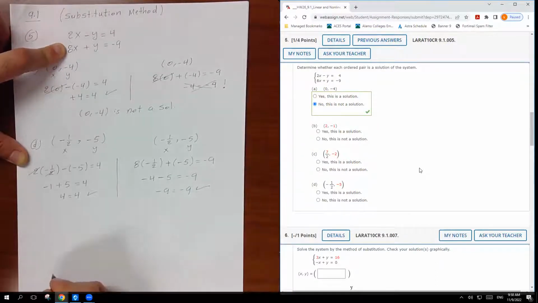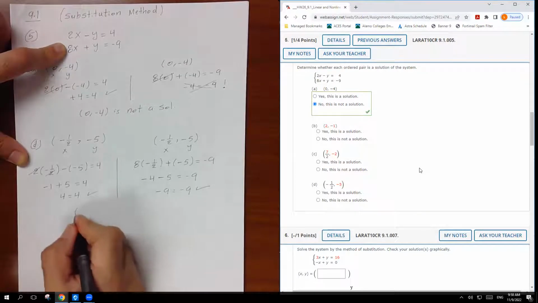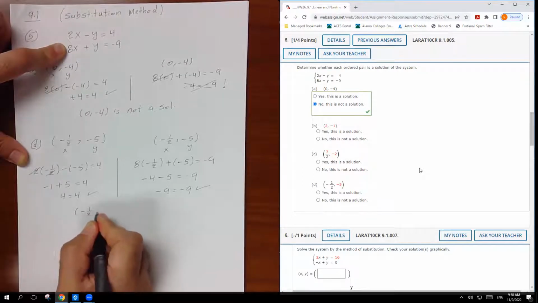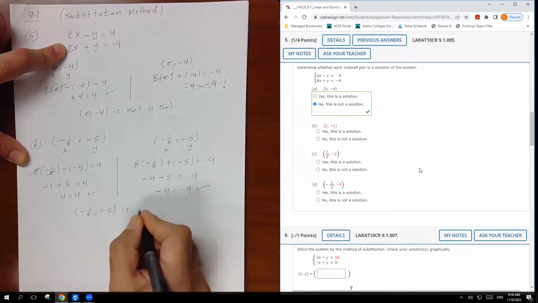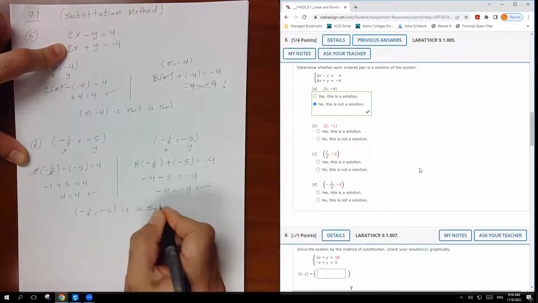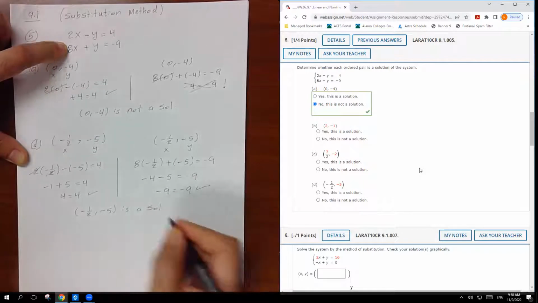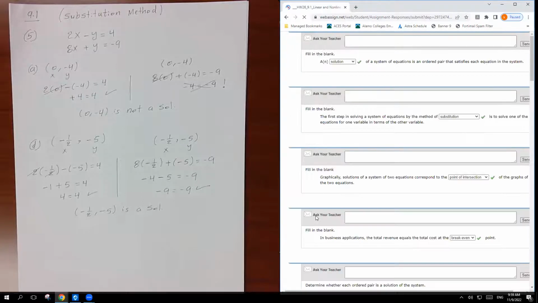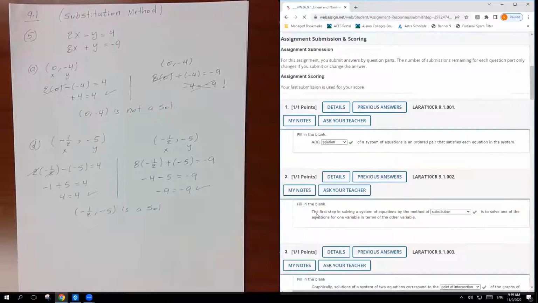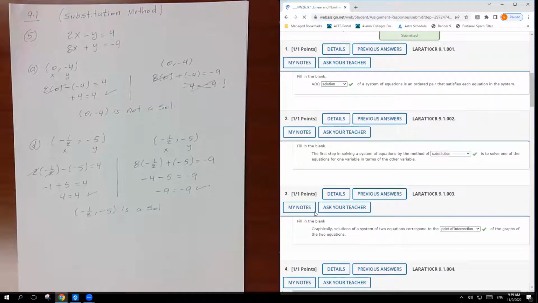So this is satisfied. That means (-1/2, -5) is a solution for the system. So we're going to check this one. It's a solution. Now we just have to do B and C. You're going to do exactly the same steps, and that's how you're going to check whether it's a solution or not.